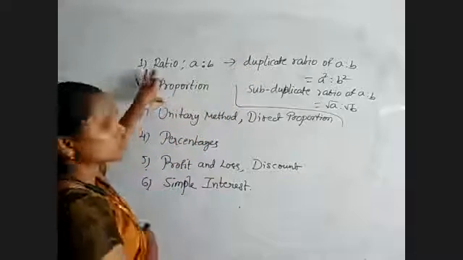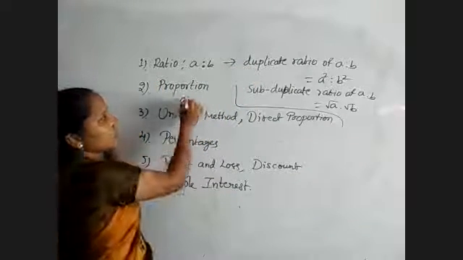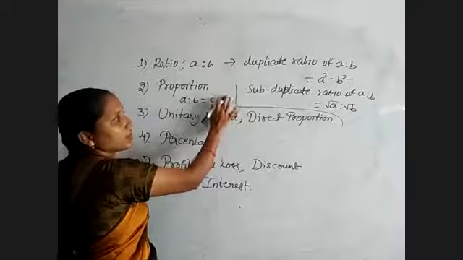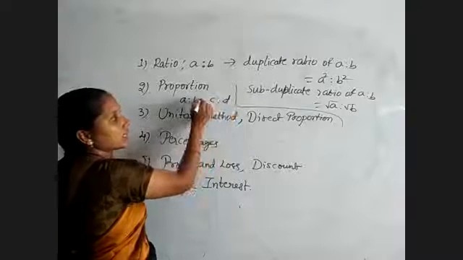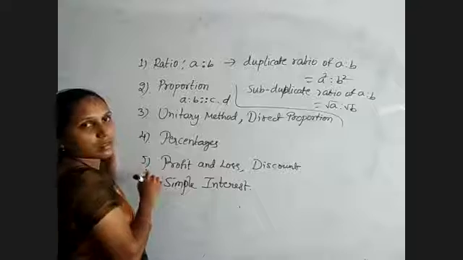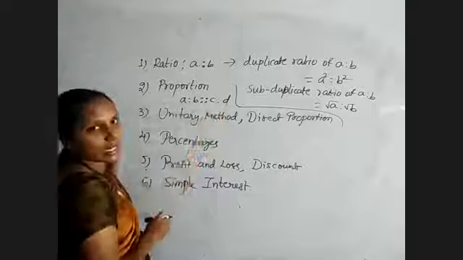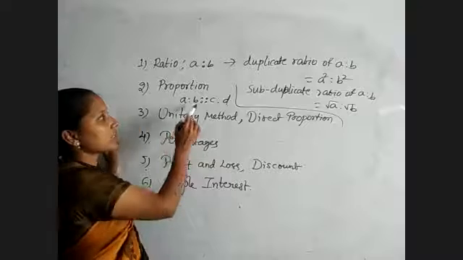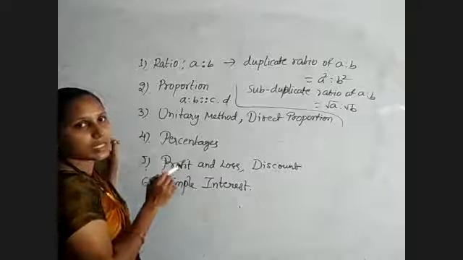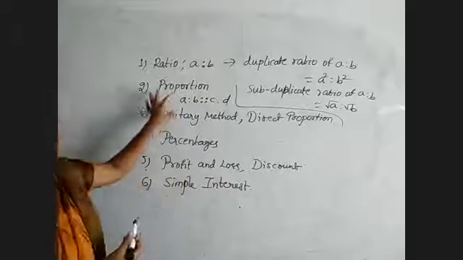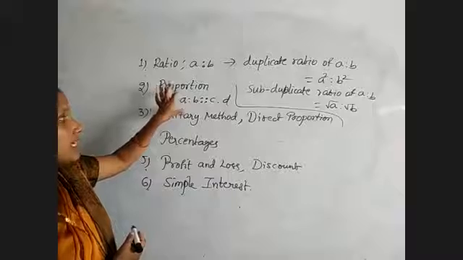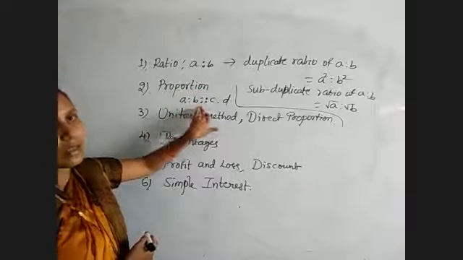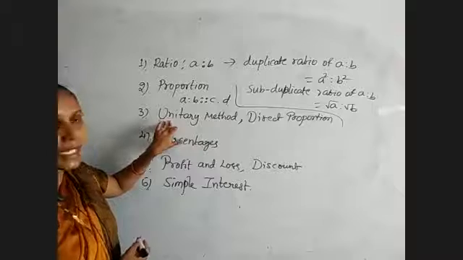And next, proportion. Proportion is nothing but when two ratios are equal, then they are said to be in proportion, and this symbol is given by 'is as'. Here we get four terms; the first and last terms are termed extremes, and the second and third terms are said to be means or midterms. If two ratios are in proportion, they must satisfy the condition: product of means is equal to product of extremes. Okay, and unitary method and direct proportion.